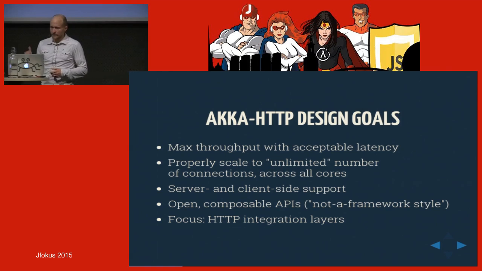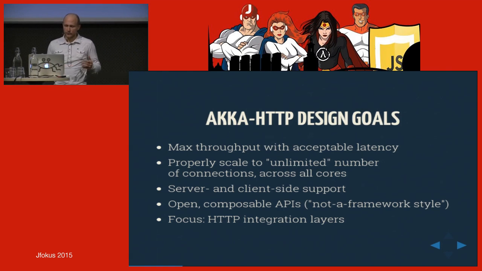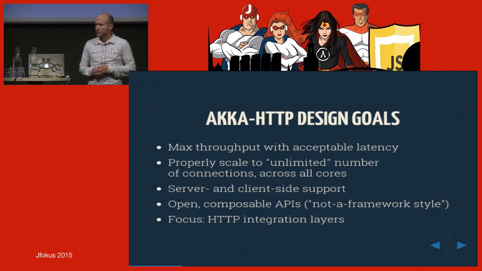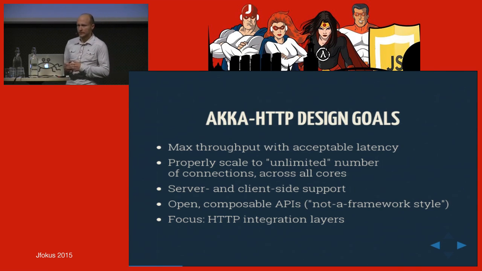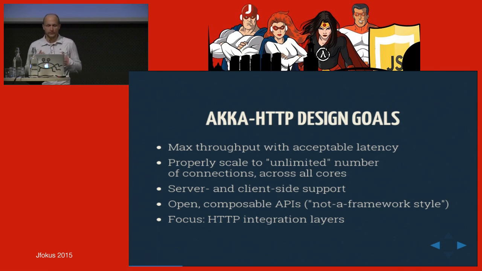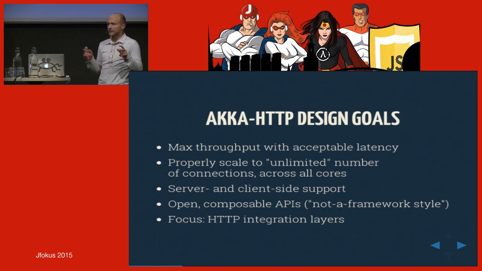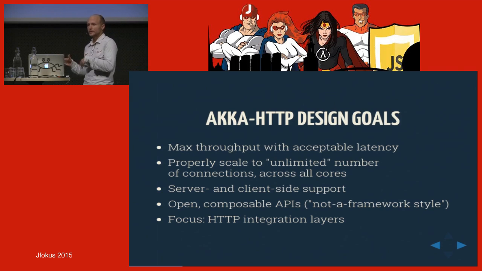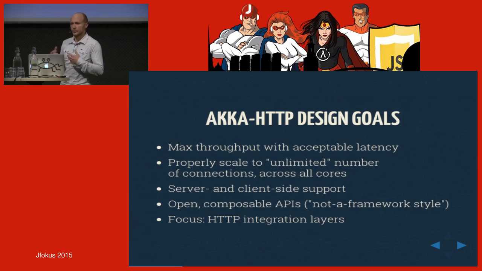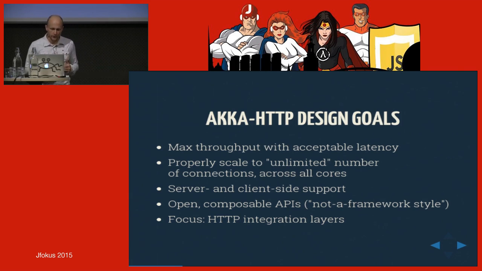Now, the design goals behind Akka-http are, of course, as you would expect, maximum throughput with acceptable latency. We really want to use those cores. We want to scale. We need to give you something that doesn't get in your way, that is not slow. We want to be fast. We want to properly scale to basically unlimited amount of connections, unlimited in the sense of not limited by the toolkit, limited by your operating system or your memory, but not by any programming model, right? We want to use all the cores.